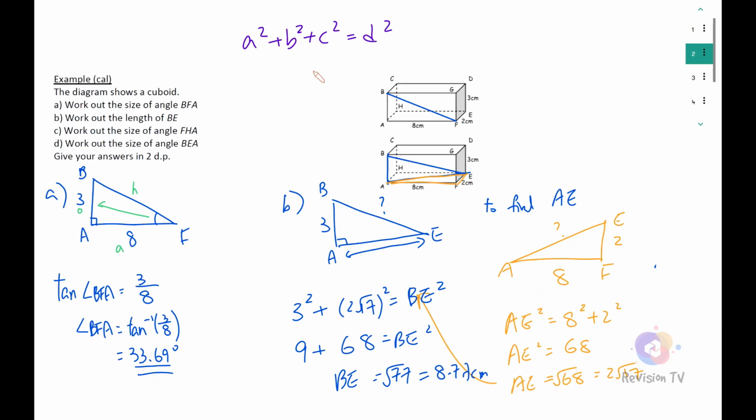The reason I don't recommend using this formula is because when the 3D shape becomes a bit more complicated, you will get confused about when to use it.